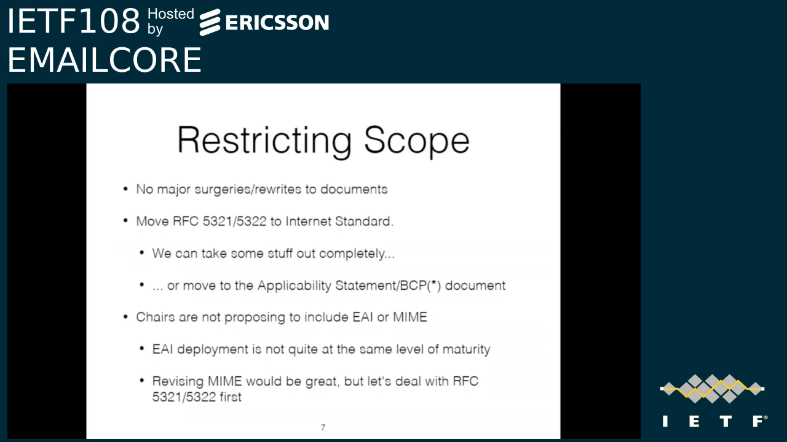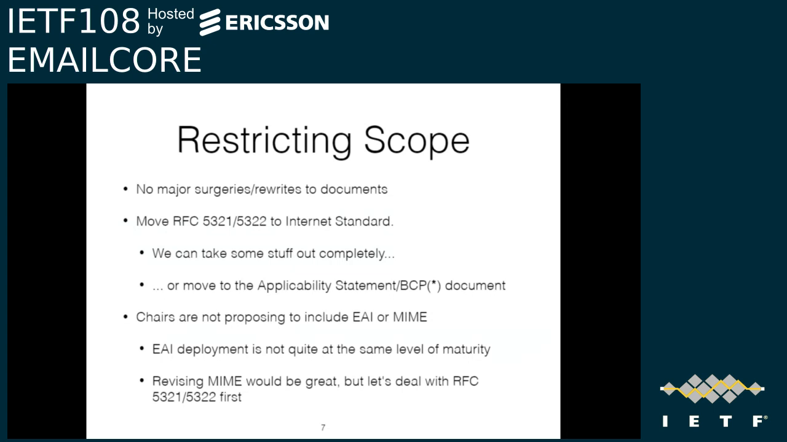So the proposed scope is: there are so many email standards that if we start doing everything, we'll just try to boil the ocean and not get anywhere. So the proposal is to start with the two main documents, no major surgeries, no rewrites of them. And as per requirements for moving documents to internet standard, we can take the stuff out and either delete it completely or move it to the proposed applicability statement BCP document that we'll talk about later.